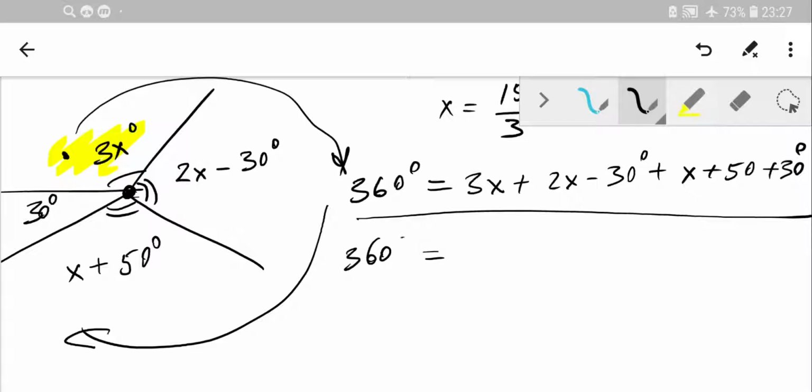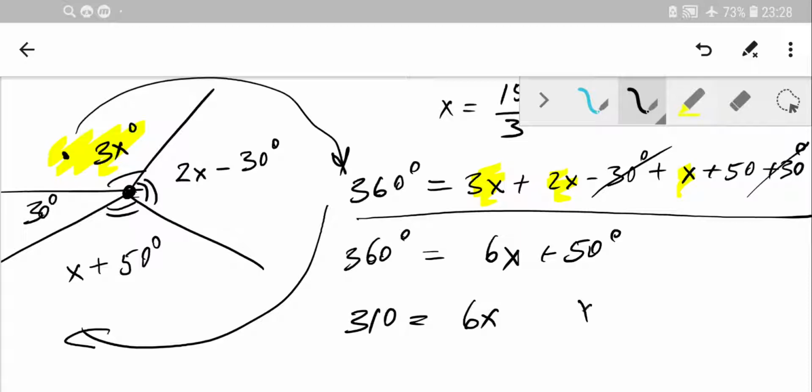So 360. So similar terms here: 3x, 2x, and x. All right, so we'll get 6x here, and then negative 30 and 30 cancel, so plus 50 only. Okay, so 6x is just 310, and then x is 310 over 6. Okay, that's an idea. So probably let's work out with shapes.